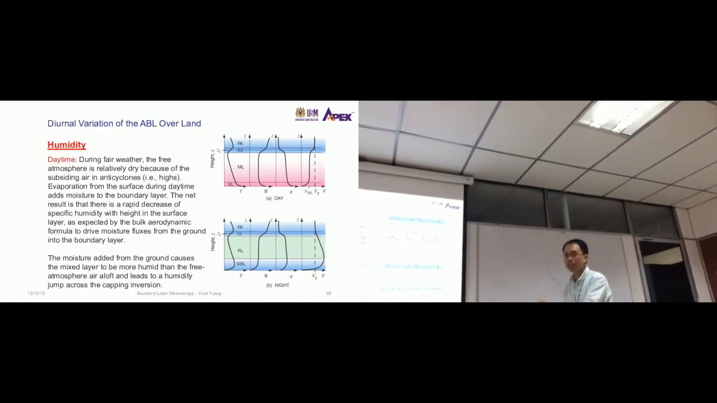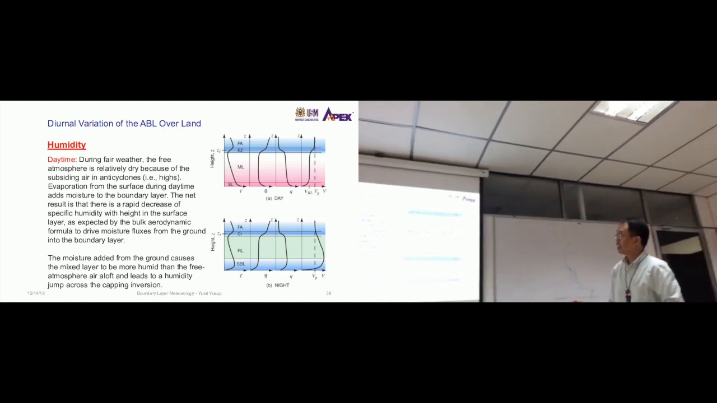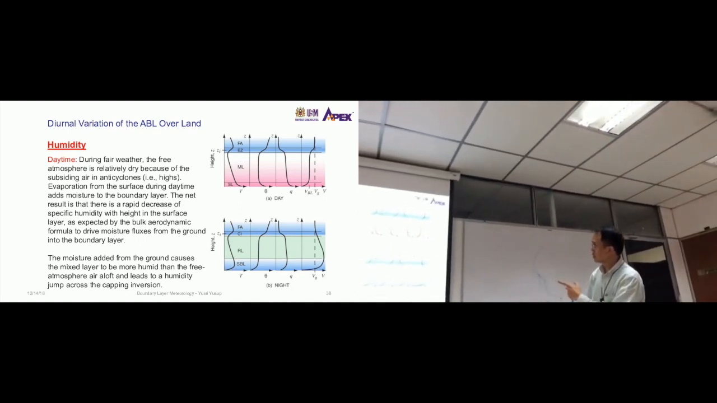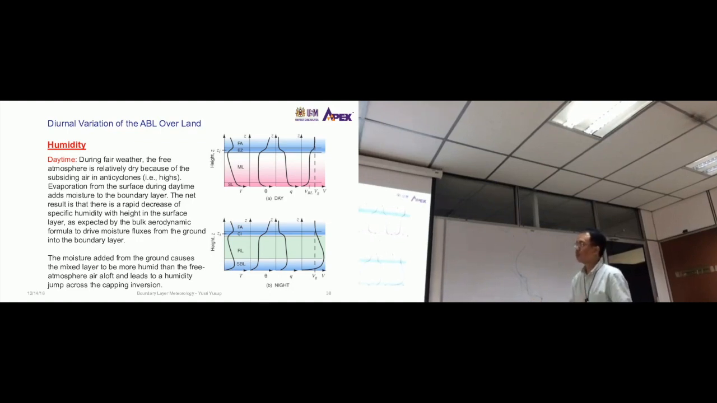Now, humidity. Just now was temperature, now it's humidity. During the daytime, one thing to focus on is these two, this one and this one. During fair weather, the free atmosphere is relatively dry because of the subsiding air in anticyclones, or the highs. So evaporation from the surface during daytime adds moisture to the boundary layer. That's what we discussed just now. The net result is that there is a rapid decrease of specific humidity with height in the surface layer.